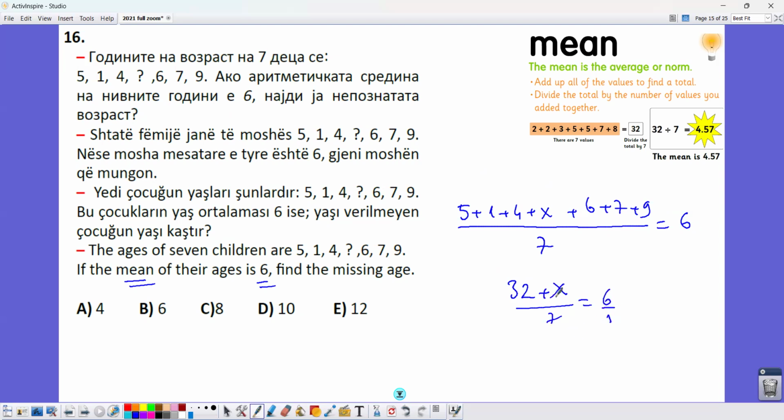With the cross product or butterfly method, you'll have 32 plus x is equal to 7 times 6, which is 42. So x is equal to 42 minus 32, which is 10. So the age that we don't know is 10. This is the 16th one.